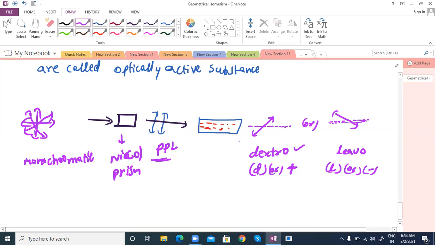Keep in mind, whether any substance is optically active or inactive, and plus or minus, whatever it is, that is going to be told by experiment only. You can't decide by looking at any substance whether it is optically active or inactive unless you know the structure.